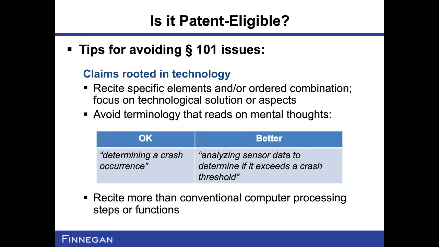And this slide continues with our tips for avoiding 101 issues. The key here is that the claim should be drafted in a way in which it's rooted in technology. We provide an example of avoiding terminology that reads on mental thoughts. In this table, an okay way to draft a claim could be determining a crash occurrence. But a better way to draft that element is analyzing sensor data to determine if it exceeds a crash threshold. That would be a better way to draft a claim to avoid 101 issues. Also, the claim should recite more than just conventional computer processing steps or functions.